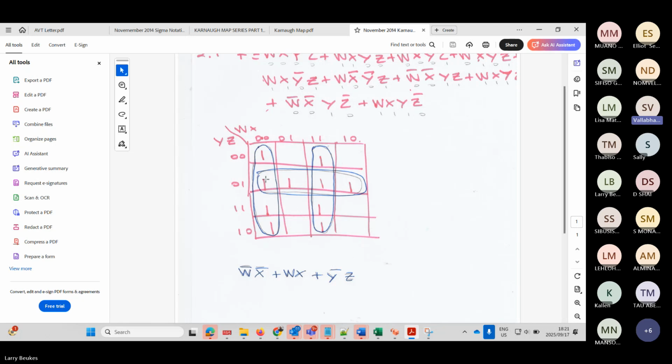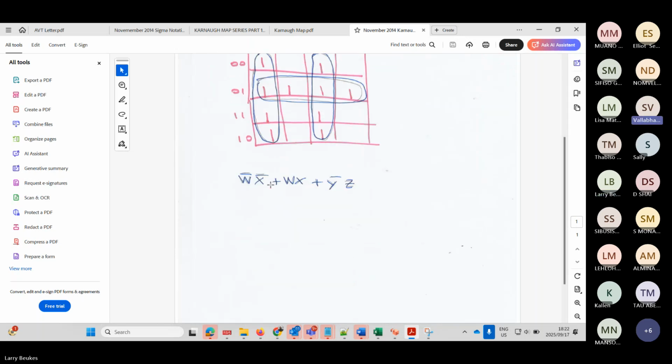So similarly, when you come to the third column, it is just WX. That's it. Easy to remember. And when you move to the second row, the whole row is grouped. So then it is Y bar Z. That's it. Very easy to remember.